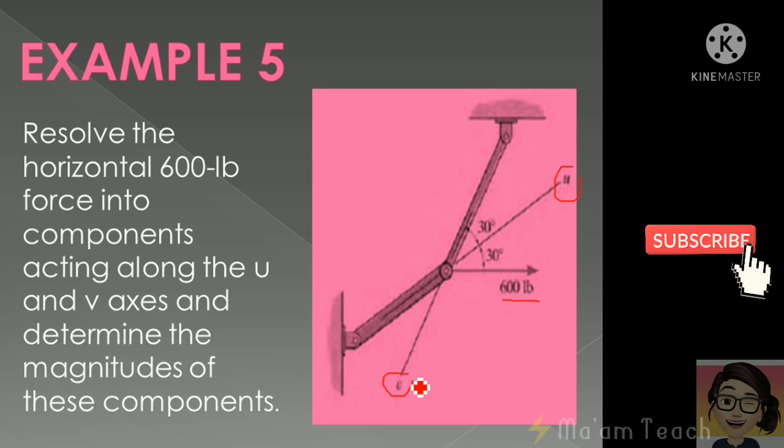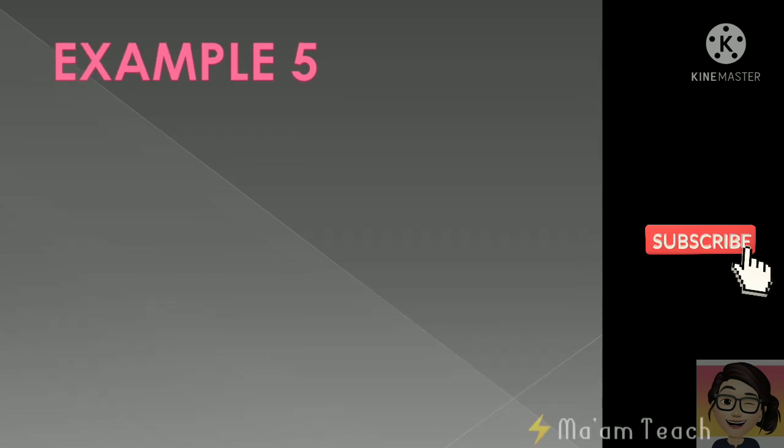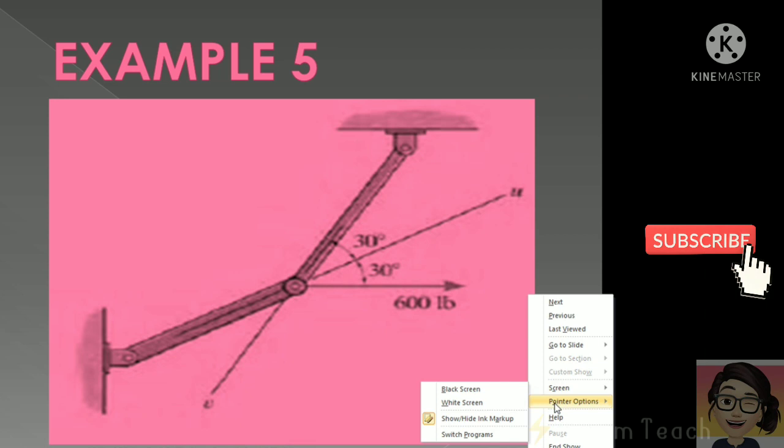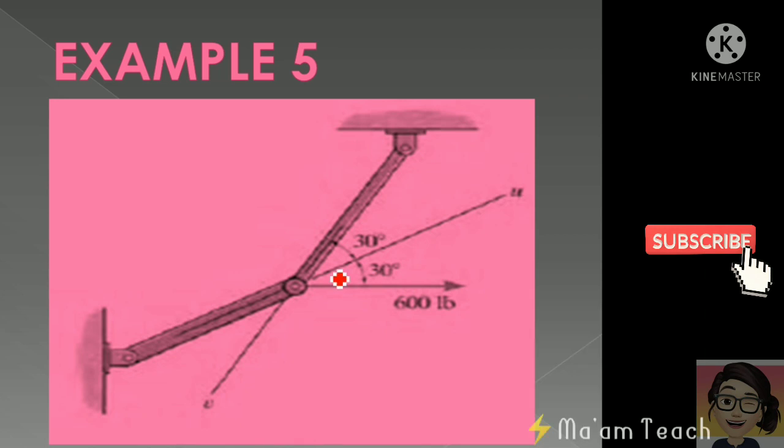Now if we simplify this figure, it will look like this. From this figure, this is our target. We have to project this 600 pound here in this axis and in here.